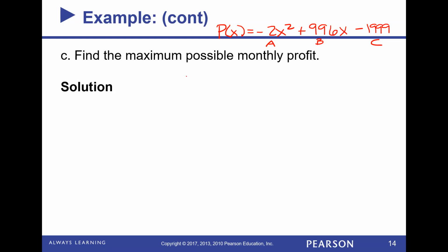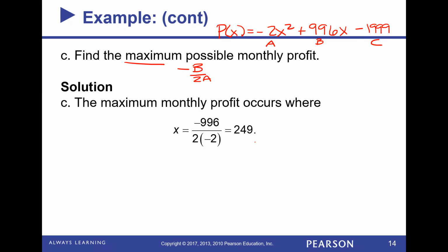So in the formula itself for a maximum of a quadratic, AKA the vertex, we started by finding negative B over 2A. In our case, that's going to give us a negative times 996 divided by 2 times negative 2. And when you simplify that out, you should get 249.